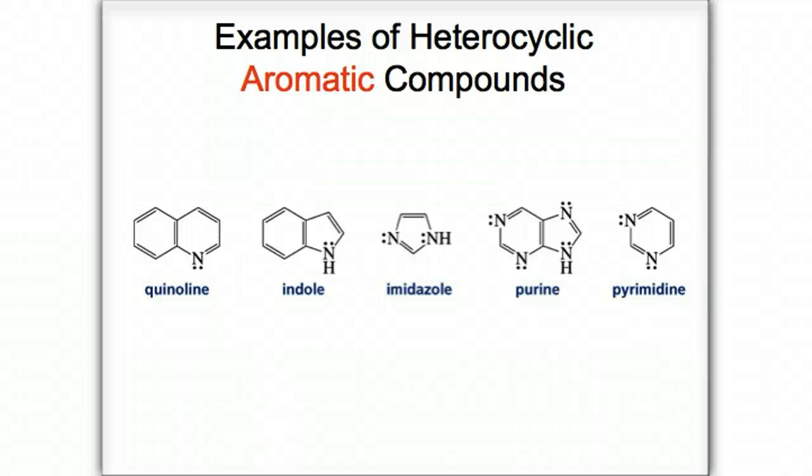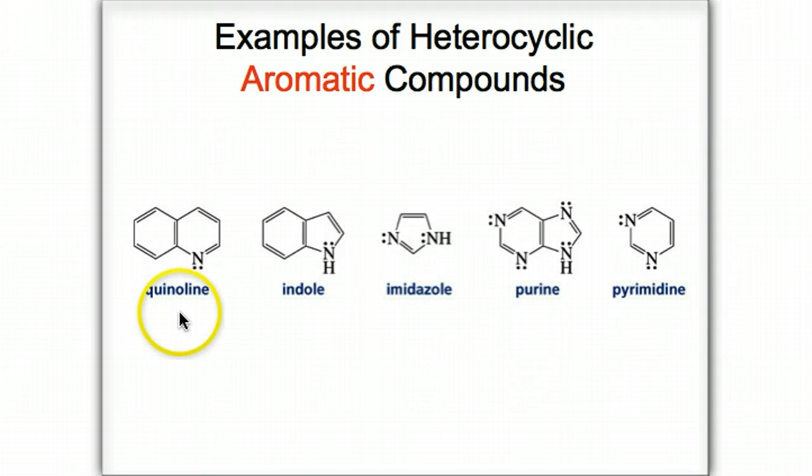Welcome to part 2 of aromaticity. Here we have examples of heterocyclic aromatic compounds. Why are all these aromatic? Because each one has an odd number of pi electron pairs in its cyclic cloud of pi electrons. All 5 of these, as you can see. You will see that purine and pyrimidine in your study of biochemistry.